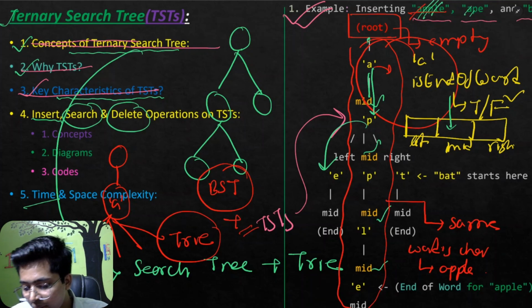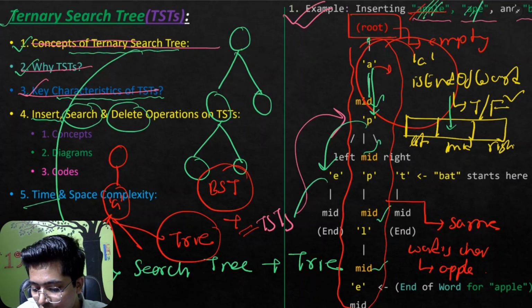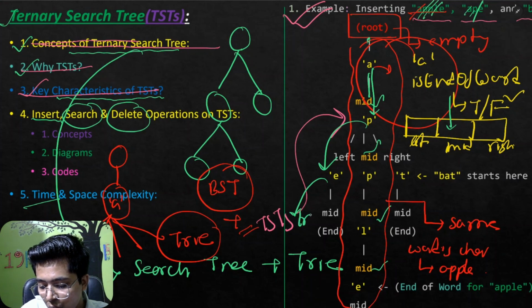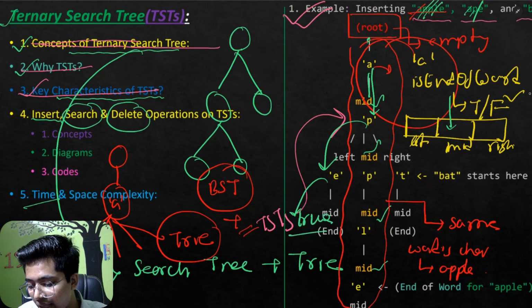Now APE, so the word is finished. We marked E as true. We marked the boolean is end of word flag as true. This is the end of word.